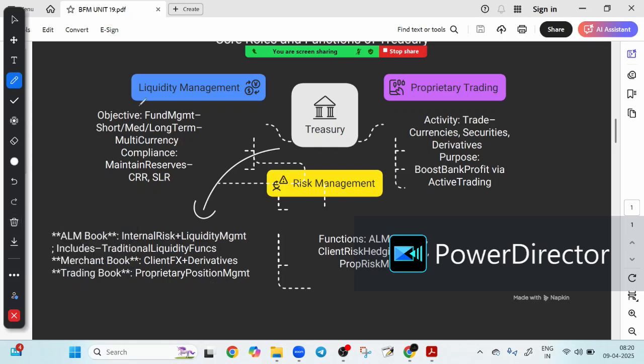So remember, if a question is asked in which book liquidity management is taken care of, you must remember the ALM book. Proprietary trading is taken care of in which book? You must know this is the trading book. And what about risk management? This is part of the merchant book. So these things must be clear to you.